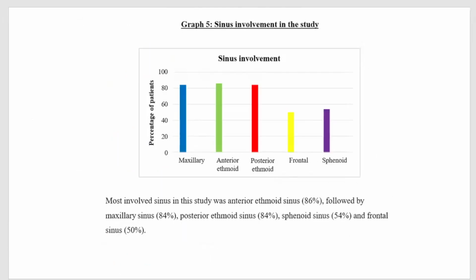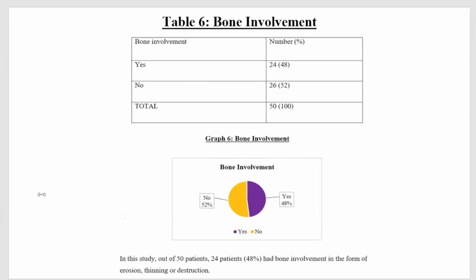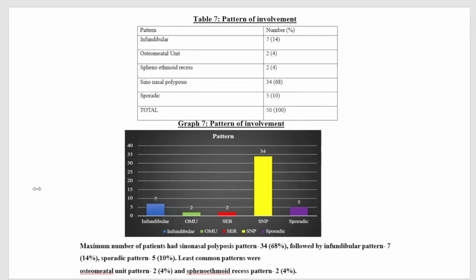The most involved sinus in this study is the anterior ethmoid sinus, followed by the maxillary sinus, then the posterior ethmoid sinus, sphenoid sinus, and frontal sinus. In this study of 50 patients, 24 patients had bone involvement in the form of erosion, thinning, or destruction. The pattern of involvement: the maximum number of patients had the sinonasal polyposis pattern, followed by the infundibular pattern, then the sporadic pattern. The least common were the osteomeatal unit pattern and the sphenoethmoidal recess pattern.